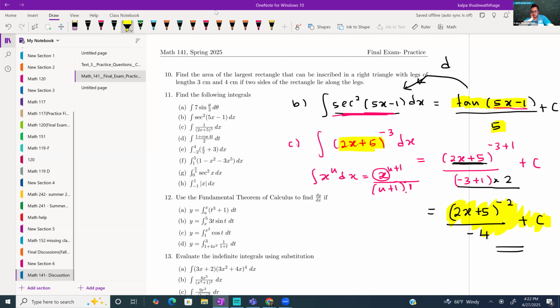Yeah, would be fine. Yes. Okay, the next one, 1 plus cosine 4t over 2. Okay, so I'm going to erase part B.